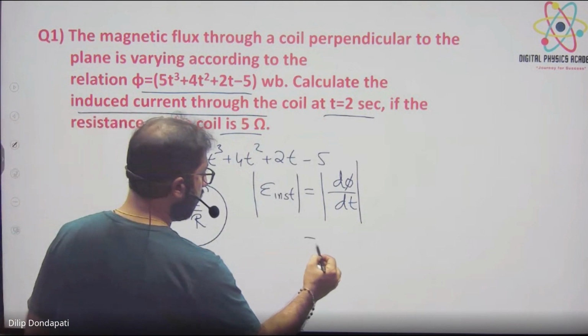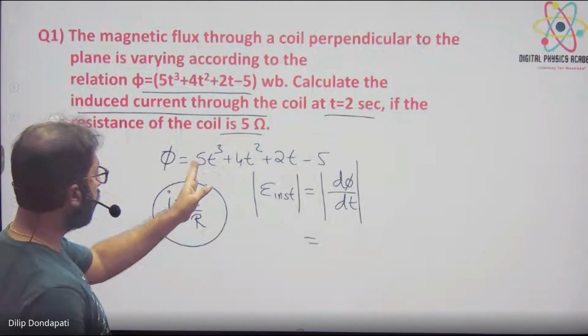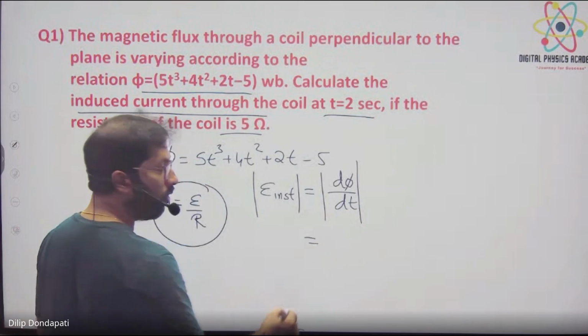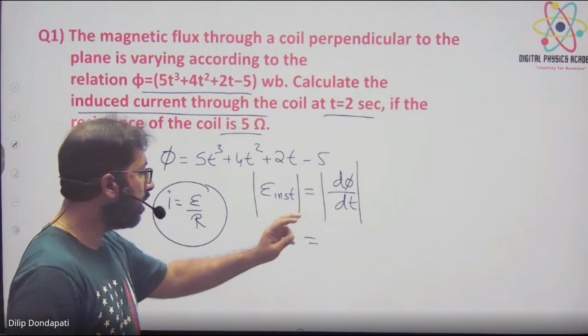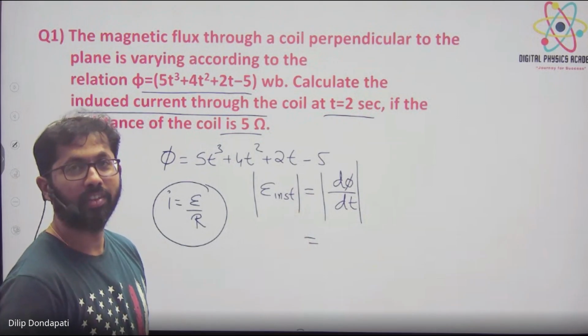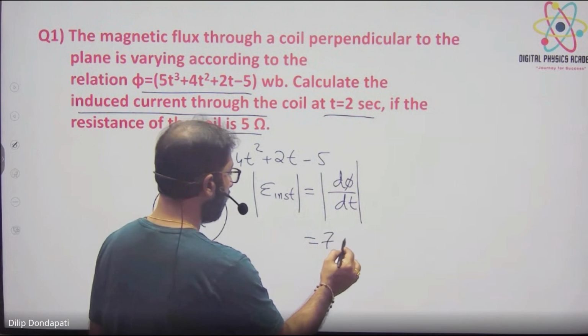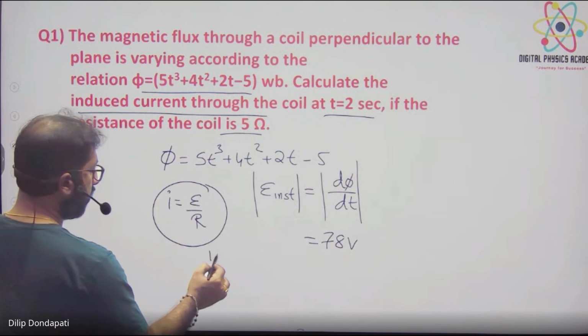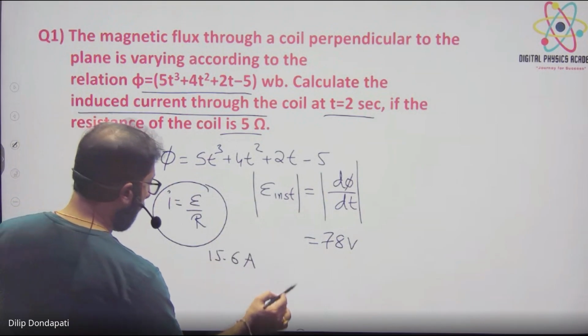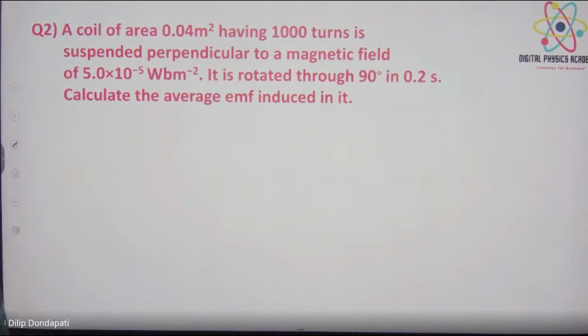So you differentiated, Sriram. Taking 5 outside, how many volts did you get? 15.6. What is the EMF? I want to check. So EMF is about 78. Oh, very good. 78 volts. Now current is 78 by 5, which is 15.6 amperes. That is the answer. Okay, next.